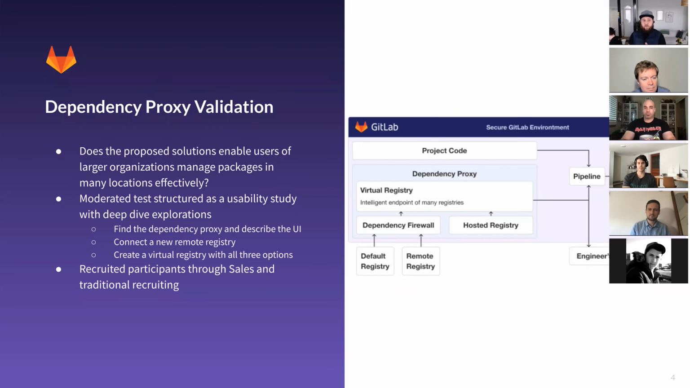One thing that was pretty cool about this moderated study was that we were able to recruit participants through sales as well as through our traditional recruiting efforts. We've heard from some of our customers that the reason they would struggle to move over to GitLab for their package needs specifically revolve around these kind of features. So it was really powerful to be able to do this test with those users, the ones that are specifically saying they need it, and then ask, if we built this, would that make it easier for you to move over? So that was really, really cool. And it was one of the first times we recruited from sales for a usability study, and it worked pretty well.